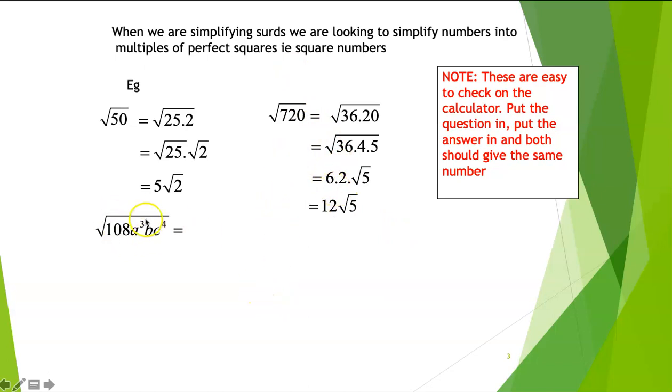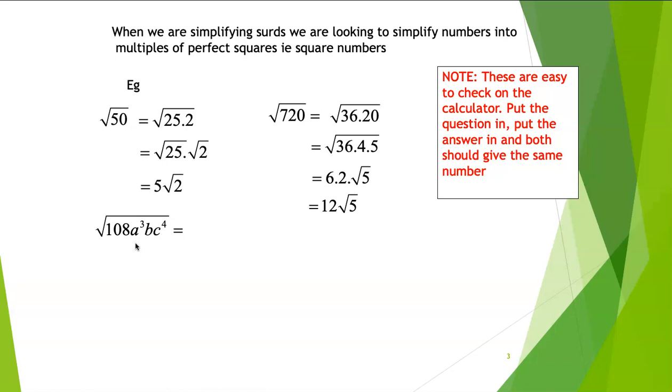Now when you have variables or letters, obviously solving them will be slightly harder. So the numbers, the coefficients, will be treated as they are. So 108, you look for the number that can be written as the square factors. Now a to the power of 3, because you have a square root, you need to split the powers, which means you take the even powers and divide by 2 basically.